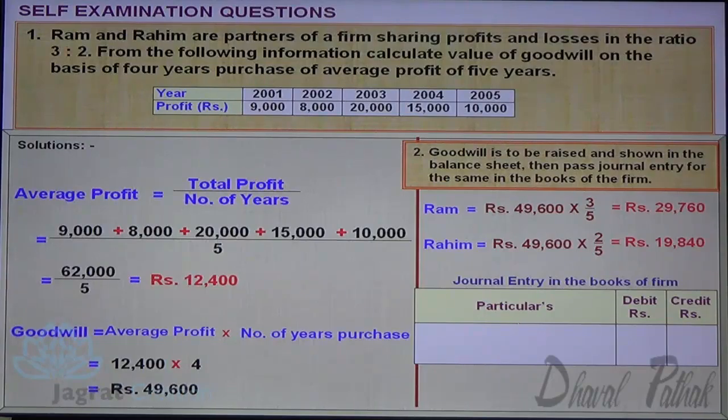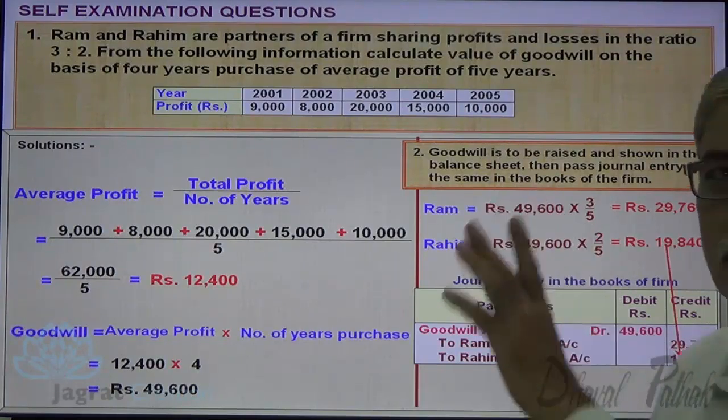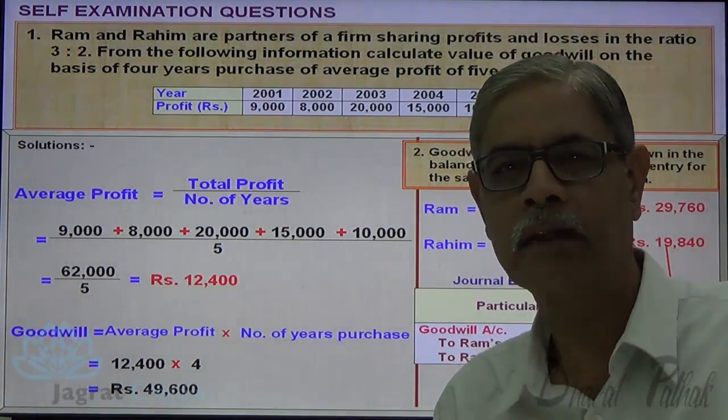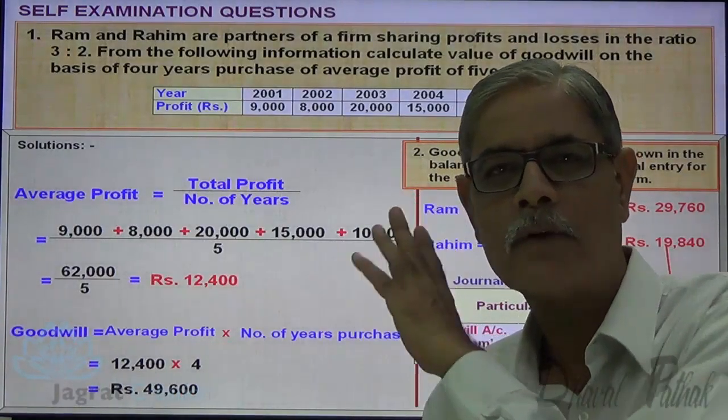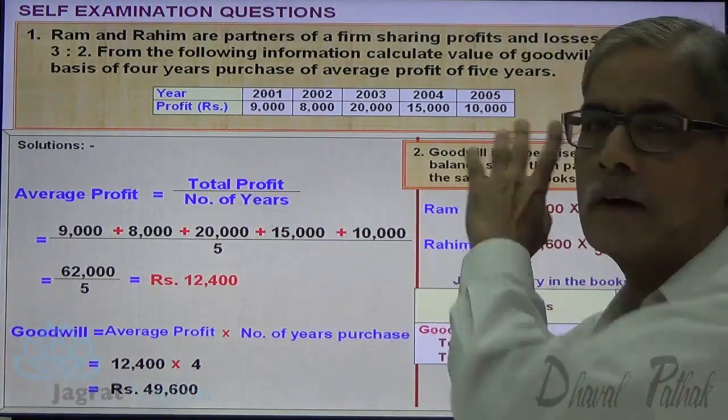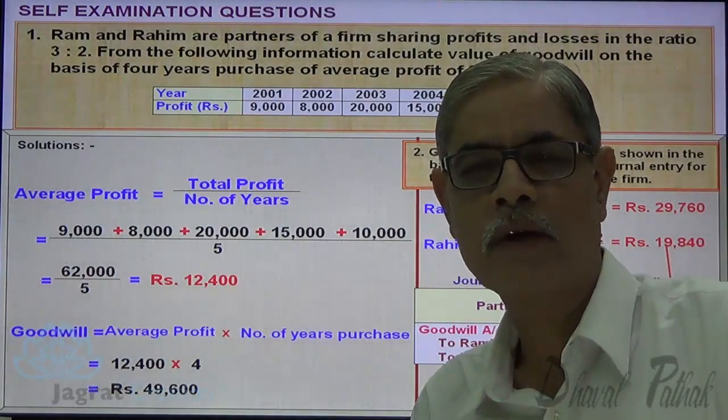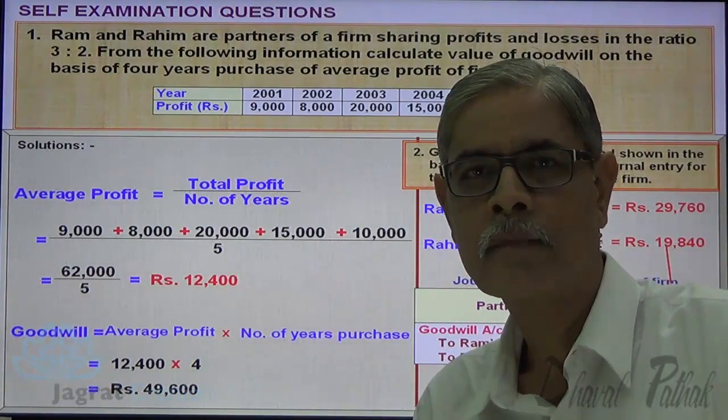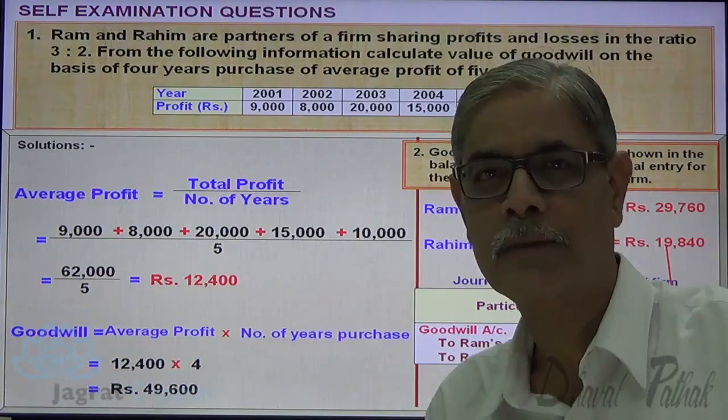Now when the goodwill is raised, goodwill is shown in the balance sheet. Goodwill account is debited. So goodwill account debit 49,600 to Ram's capital account credit 29,760 to Rahim capital account credit 19,840. This is how journal entry for raising goodwill gets recorded. Now we have solved two questions, question 1 and question 2. They are the short questions given in section C. Now let us proceed to next.